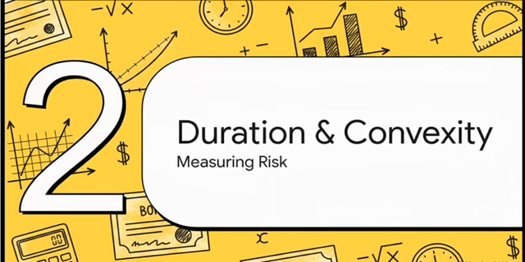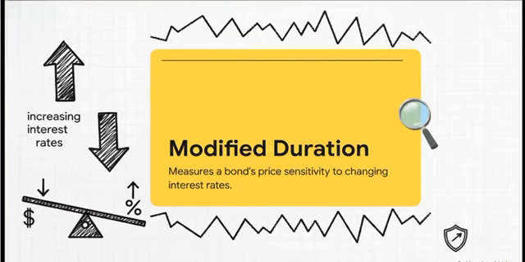Moving right along to part 2, measuring risk with duration and convexity. So, modified duration. This is your linear baseline. Basically, the higher a bond's duration, the greater its interest rate risk. Look at the formula. It's essentially giving us the approximate percentage change in a bond's price for a given shift in yield. Let's say your modified duration is 6, and rates bump up by 1%. Bam, your bond's price drops by about 6%. It's a simple, elegant tool for quick risk assessment.